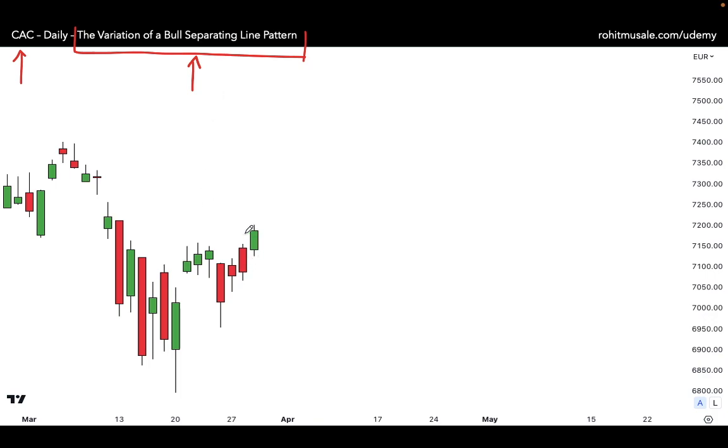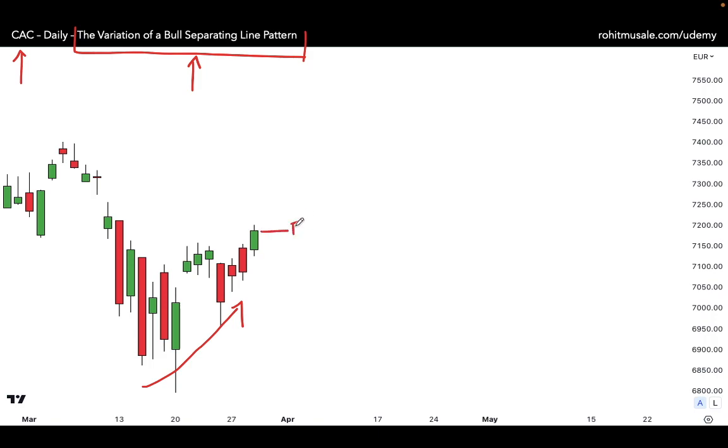It's a continuation pattern. The reason why I call it a variation is because the two opening prices are not exactly the same. If they are exactly the same, then we are looking at a bull separating line pattern. It's a continuation pattern, a very strong pattern. As you can see, the market is going up. You have these two candles completing the bull separating line pattern, the variation.